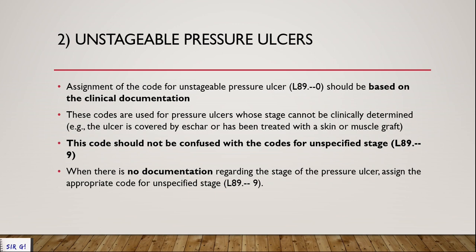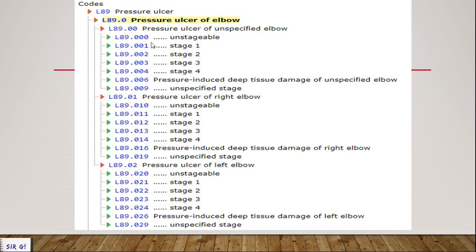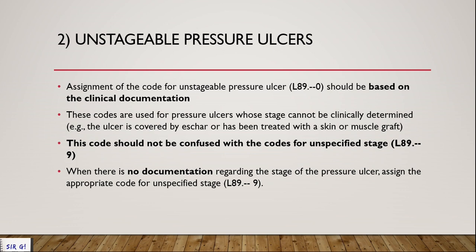Next, assignment of the code for unstageable pressure ulcer, L89, and the last digit is 0. As you can see in the example a while ago, the last digit for unstageable is 0 and the last digit for your unspecified is 9. Now, assignment of the code unstageable pressure ulcer L89.0 should be based on the clinical documentation. These codes are used for pressure ulcers whose stage cannot be clinically determined. When we see unstageable, it should be documented by the provider that it is clinically unstageable or clinically not determined.